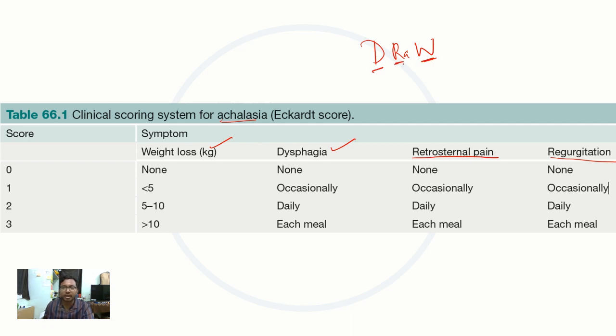So once you treat achalasia cardia, all these symptoms should come down. If there is still the persistence of symptoms or there is aggravation of symptoms, it means that whatever the treatment that you have given for achalasia cardia, it is failure. Okay, so whenever you have got an Eckhart score more than 3, it means that treatment is failure. Okay, just remember this much, right? So D for dysphagia, R for regurgitation or retrosternal pain, and W for weight loss. So you can remember the components of this Eckhart score using the same mnemonic. So D for dysphagia, R for retrosternal pain and regurgitation, then W for weight loss in kgs.